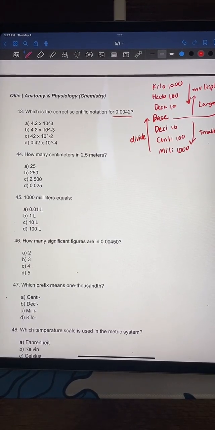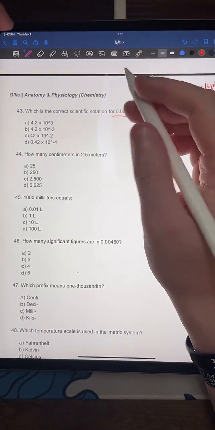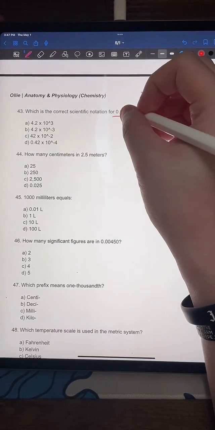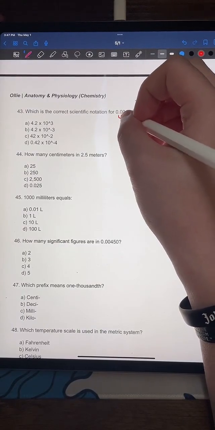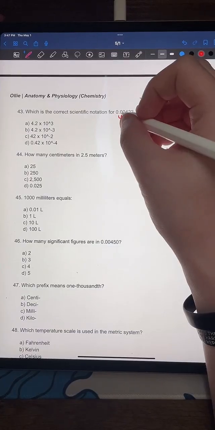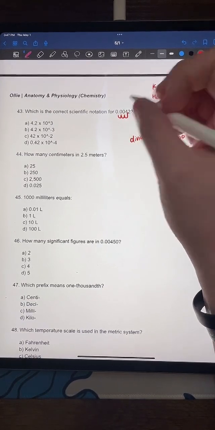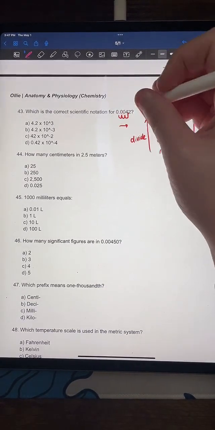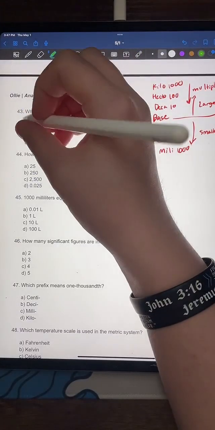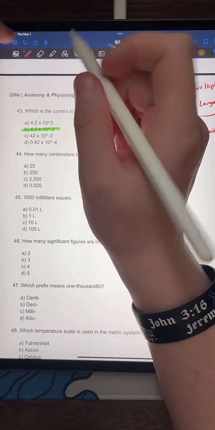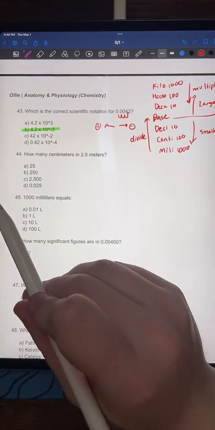But number 43. Correct scientific notation means that you have one number in front of the decimal. So we have to get this decimal over behind the 4. Think of how many times we have to jump. So we go 1, 2, 3. And going to the right is backwards, meaning negative. If we went the other way, it would be a larger number. That would give us the answer of B. It would be 4.2 times 10 to the negative third. That is scientific notation.